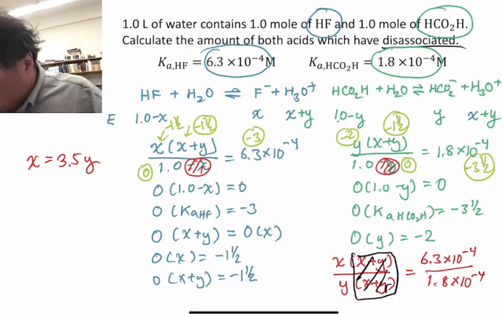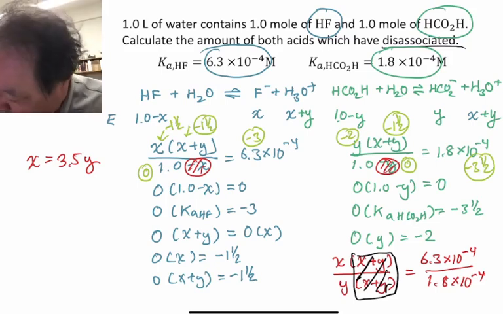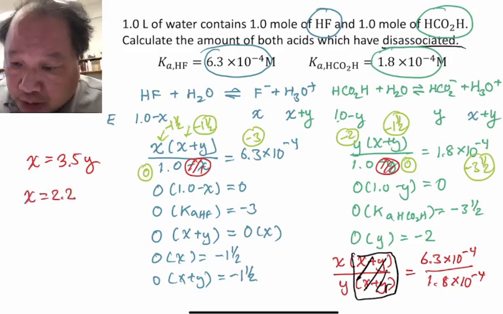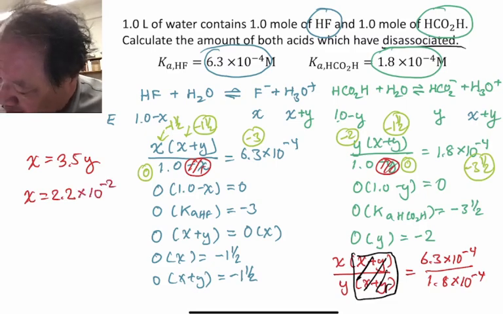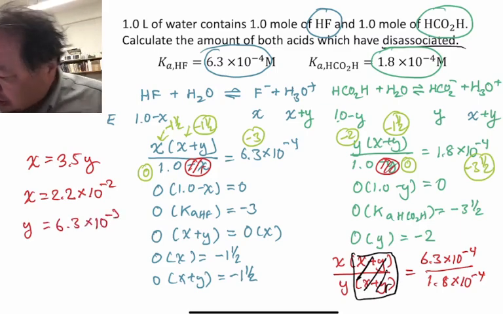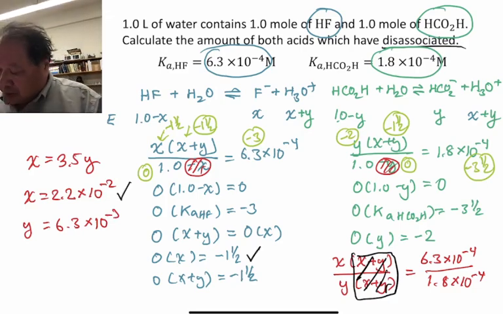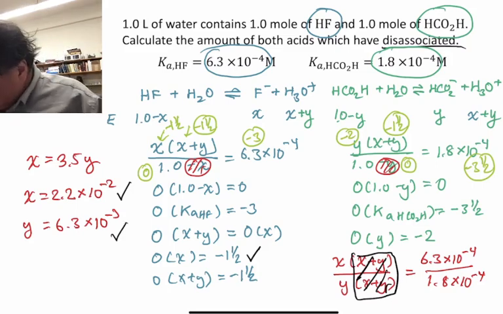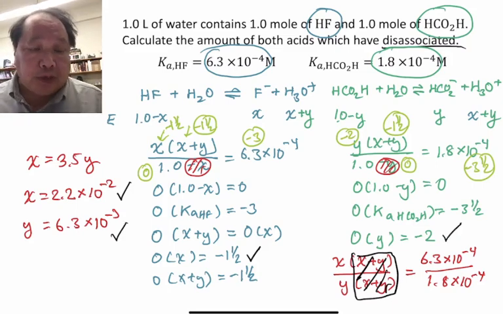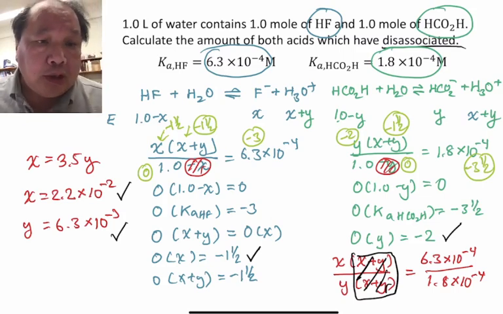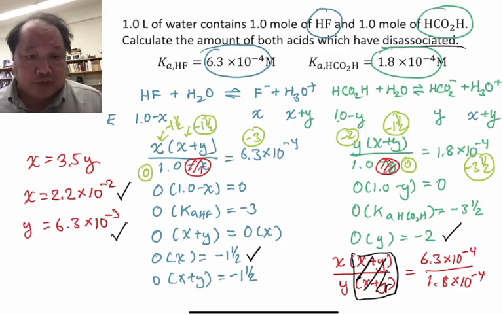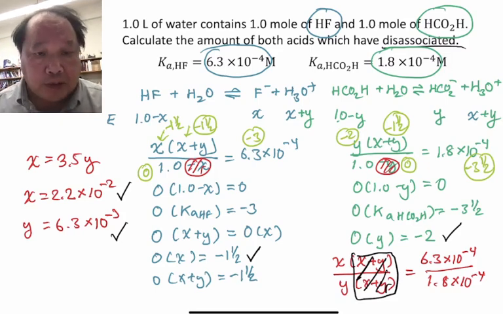So when I do that, I find that x is 2.2 times 10 to the -2, and y is 6.3 times 10 to the -3. Let's check. 2.2 times 10 to the -2 is order of magnitude -1.5, and 6.3 times 10 to the -3 is order -2. It is exactly as predicted. And we can see that the X, the stronger acid by half an order of magnitude, produces that much more of the H3O+. And we'll practice this more complicated problem again in tomorrow's lab.